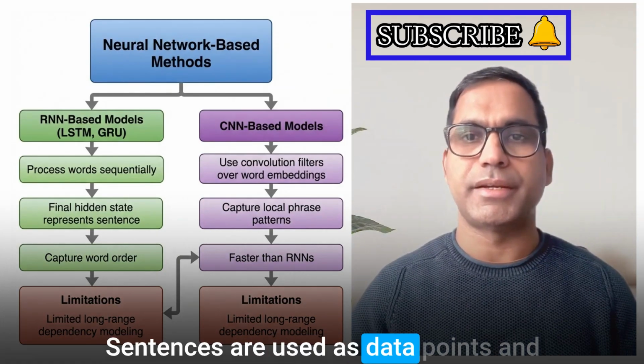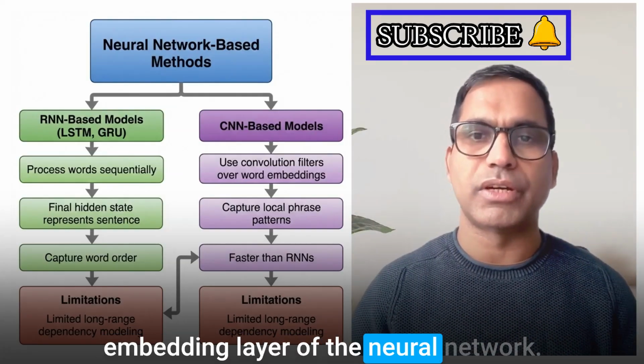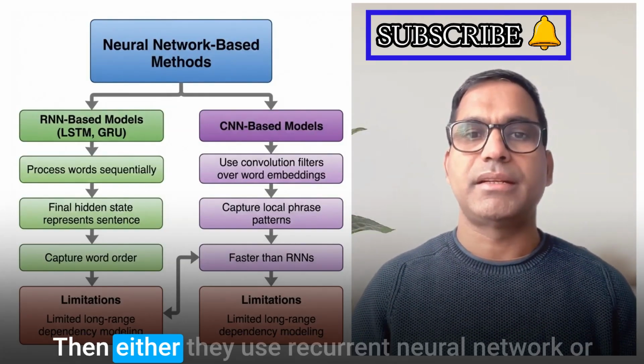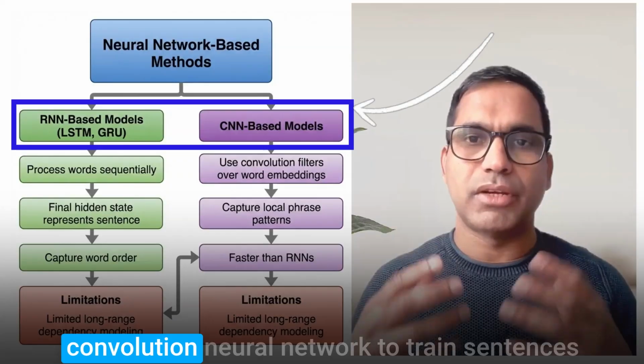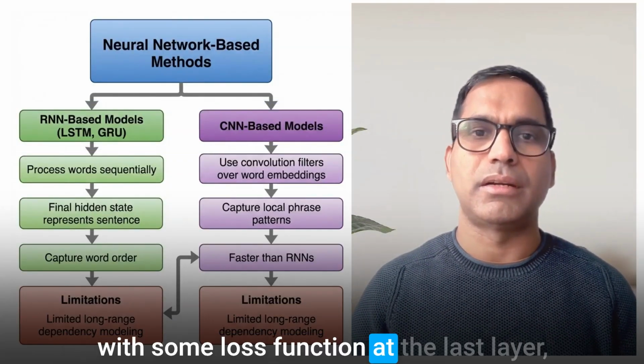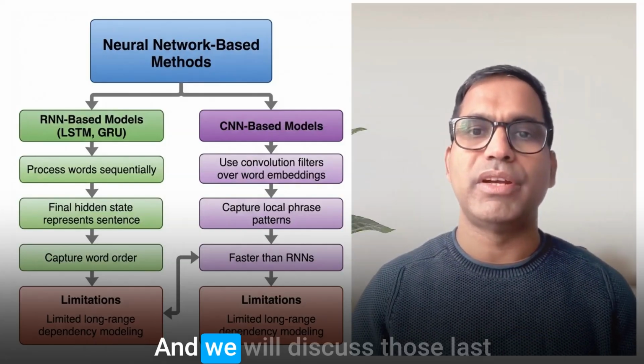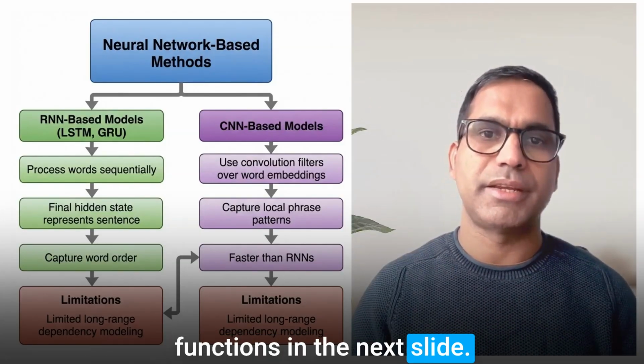Sentences are used as data points, and word embeddings are used as the initial embedding layer of the neural network. Then they use either a recurrent neural network or a convolutional neural network to train on sentences with some loss function at the last layer, like a classification loss or similarity loss. And we will discuss those loss functions in the next slide.